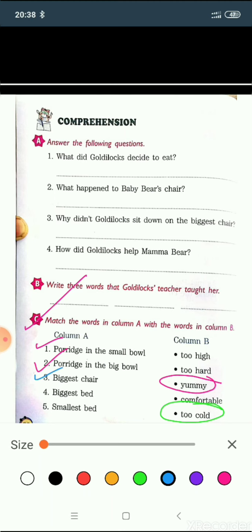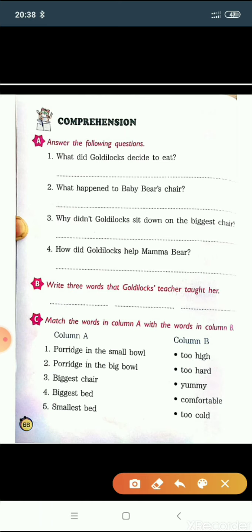Then, third one. Biggest chair. How was the biggest chair? Children, it was too high. Biggest chair was too high. Then biggest bed. How was the biggest bed? It was too hard. Biggest bed was too hard. And then fifth one, smallest bed. How was the smallest bed? It was comfortable.